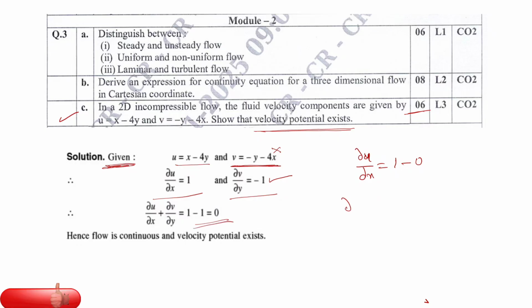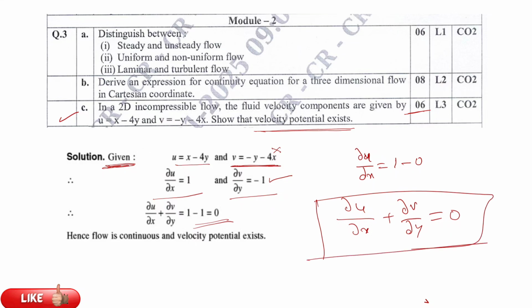That means if dou u by dou x plus dou v by dou y is equal to 0, then velocity potential exists. Otherwise there is no velocity potential. Therefore, in the given data, dou u by dou x is 1 and dou v by dou y is minus 1. Therefore dou u by dou x plus dou v by dou y is equal to 0. Hence flow is continuous and velocity potential exists.